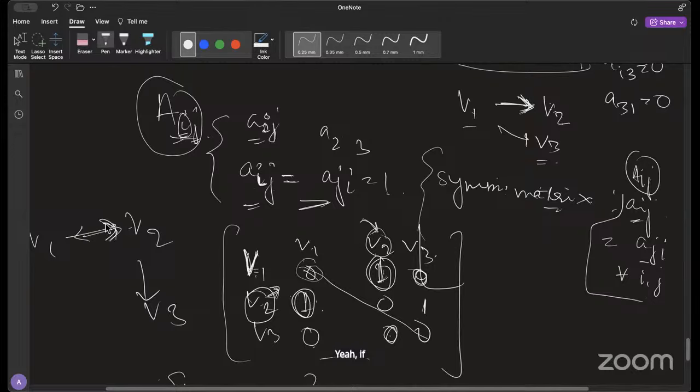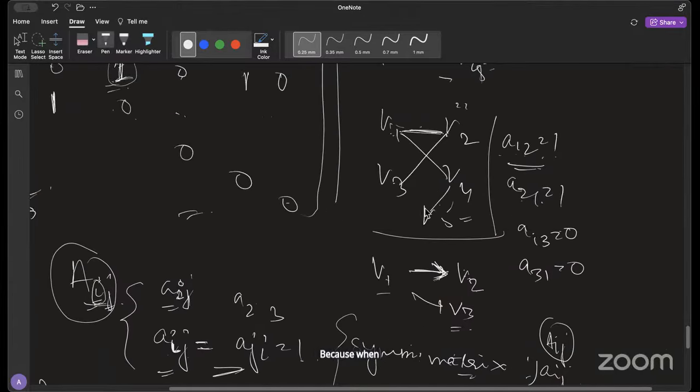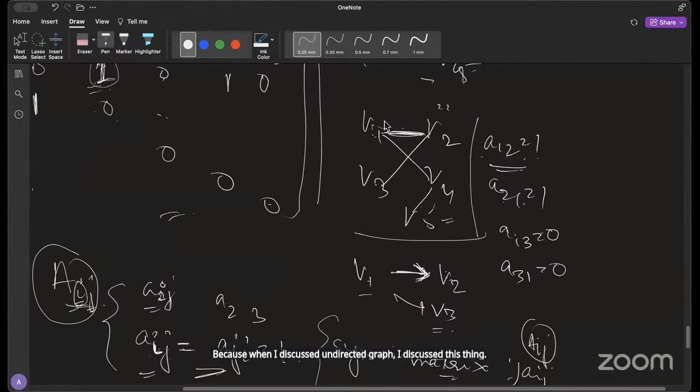Yeah, if your entire graph is like that, if you say that your entire graph is this only, then it would be treated like an undirected graph only, right? Because when I discussed undirected graph, I discussed this thing. This edge means that it's directed towards this thing too and directed towards this thing too. So it goes both ways. In an undirected graph, the direction is both ways.